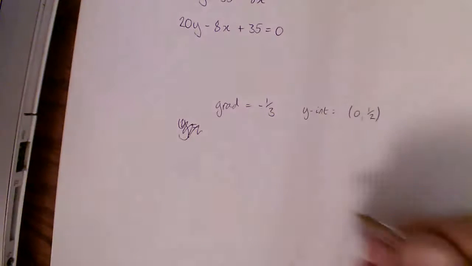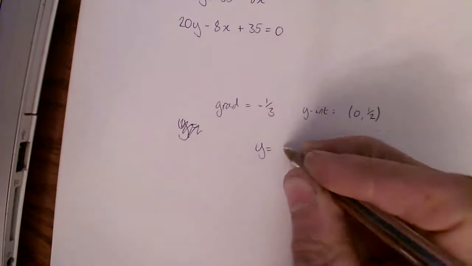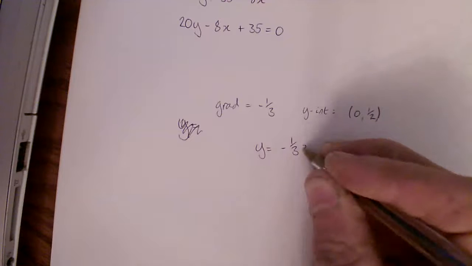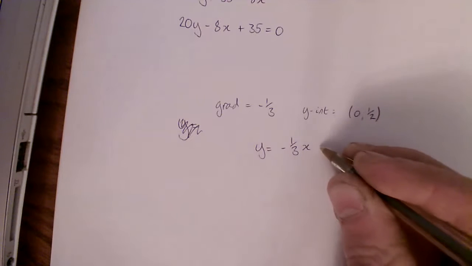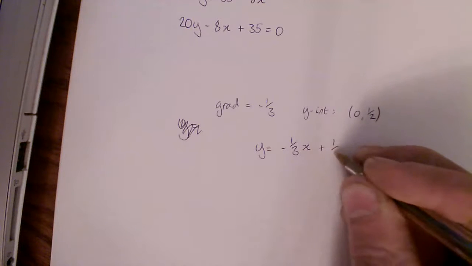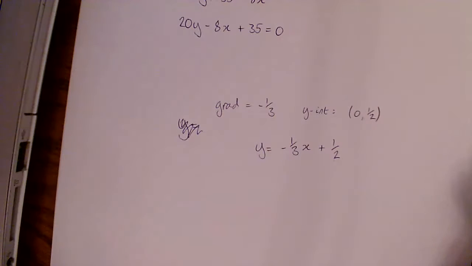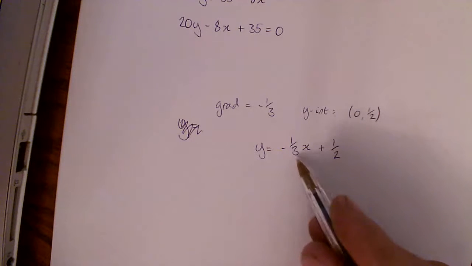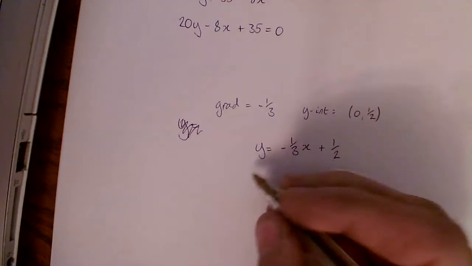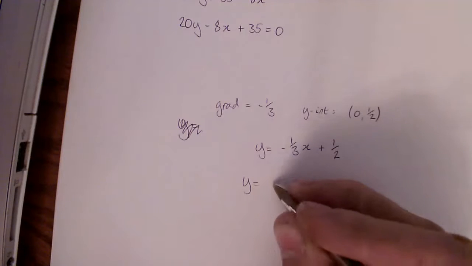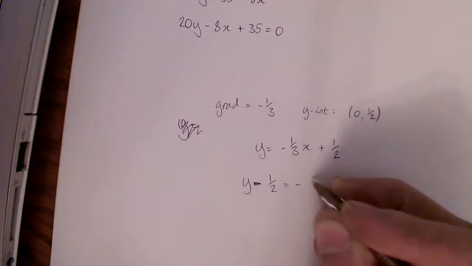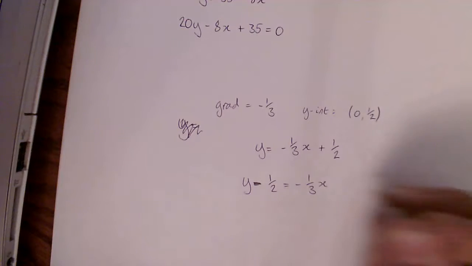this information. First thing we do is, and I suspect we did this, we convert it into y equals 1/3 x plus a half, using our gradient and our y-intercept going there. Next thing we want to do is probably take that half off both sides, so we get y minus a half equals minus 1/3 x.